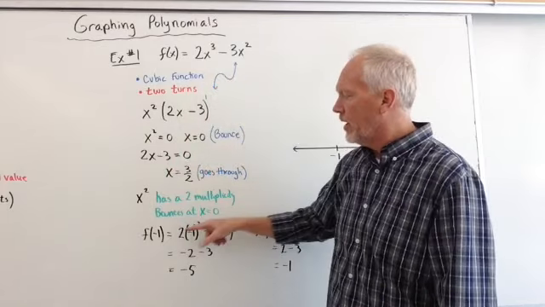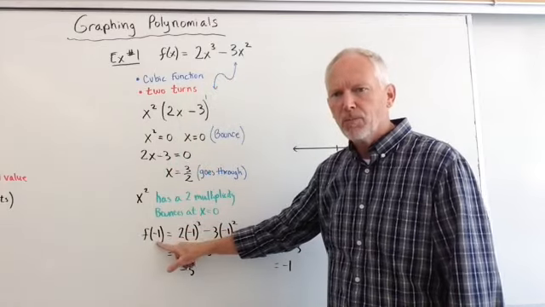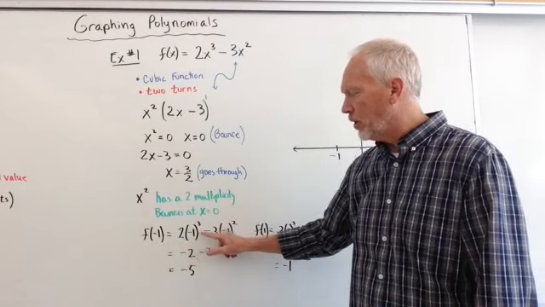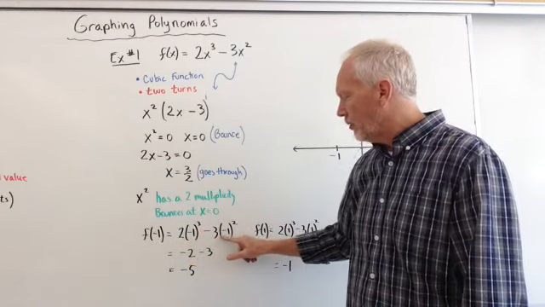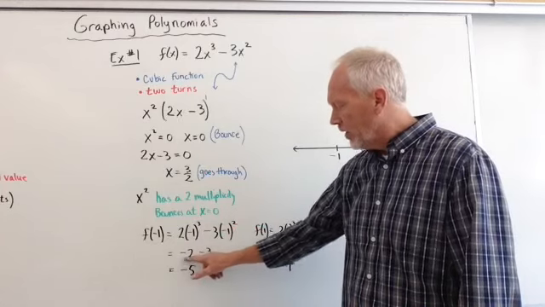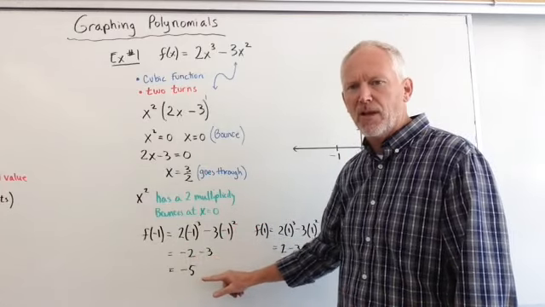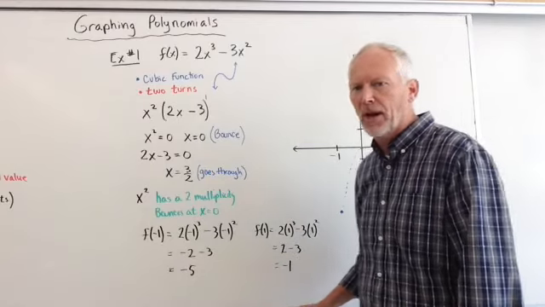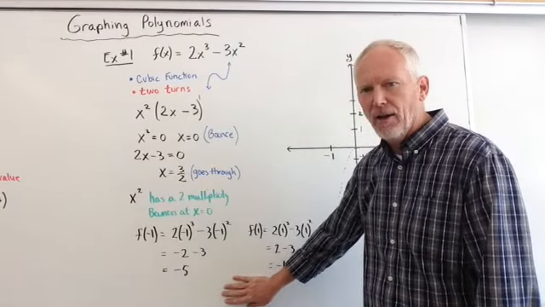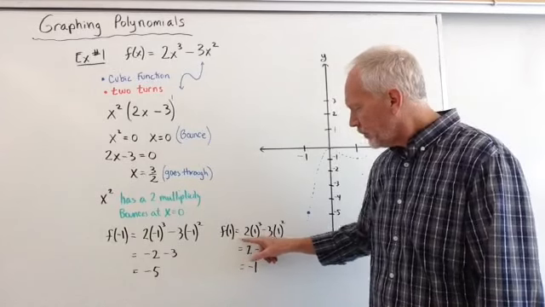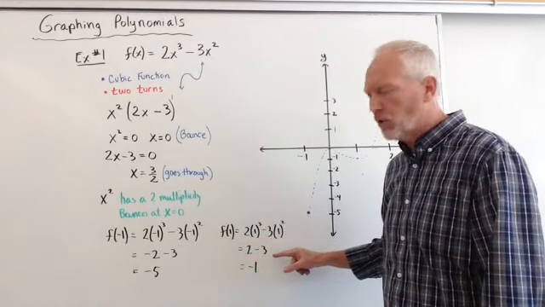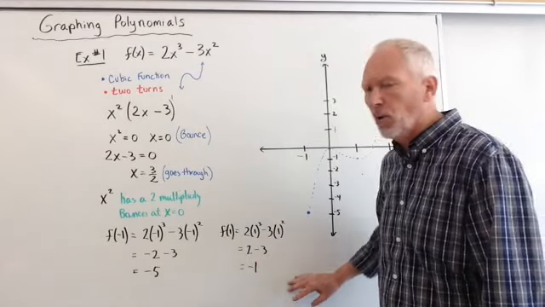So what's happening at x equal -1? Well, if I plug -1 into the function, we get 2 times -1 cubed minus 3 times -1 squared. -2 minus -3 is -5. So I know that's another point I can use on my graph. If I look at f of 1, then I get 2 times 1 cubed minus 3 times 1 squared. We get 2 minus 3, or -1.